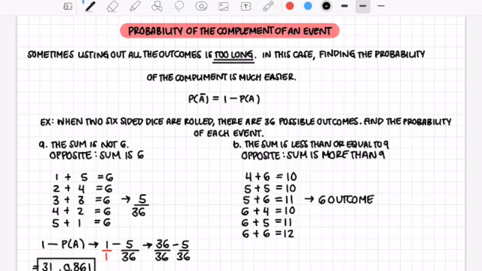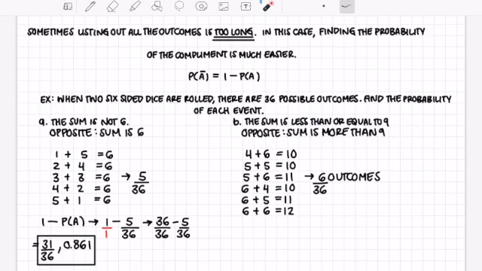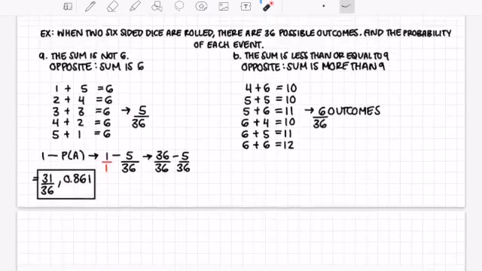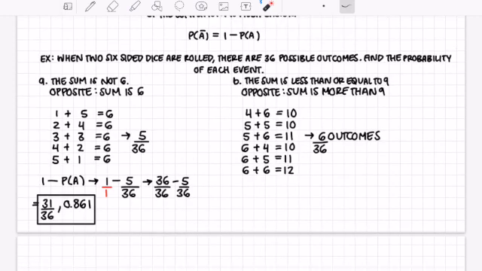And that would be 6 out of 36 again. And they already told us in the beginning that there were 36 possible outcomes. So it's 6 over 36. Okay, so again, this was not the original probability that we're trying to find. We're trying to find the opposite of that. So again, I'm going to take the 1 and subtract my 6 over 36 to find out my actual probability.